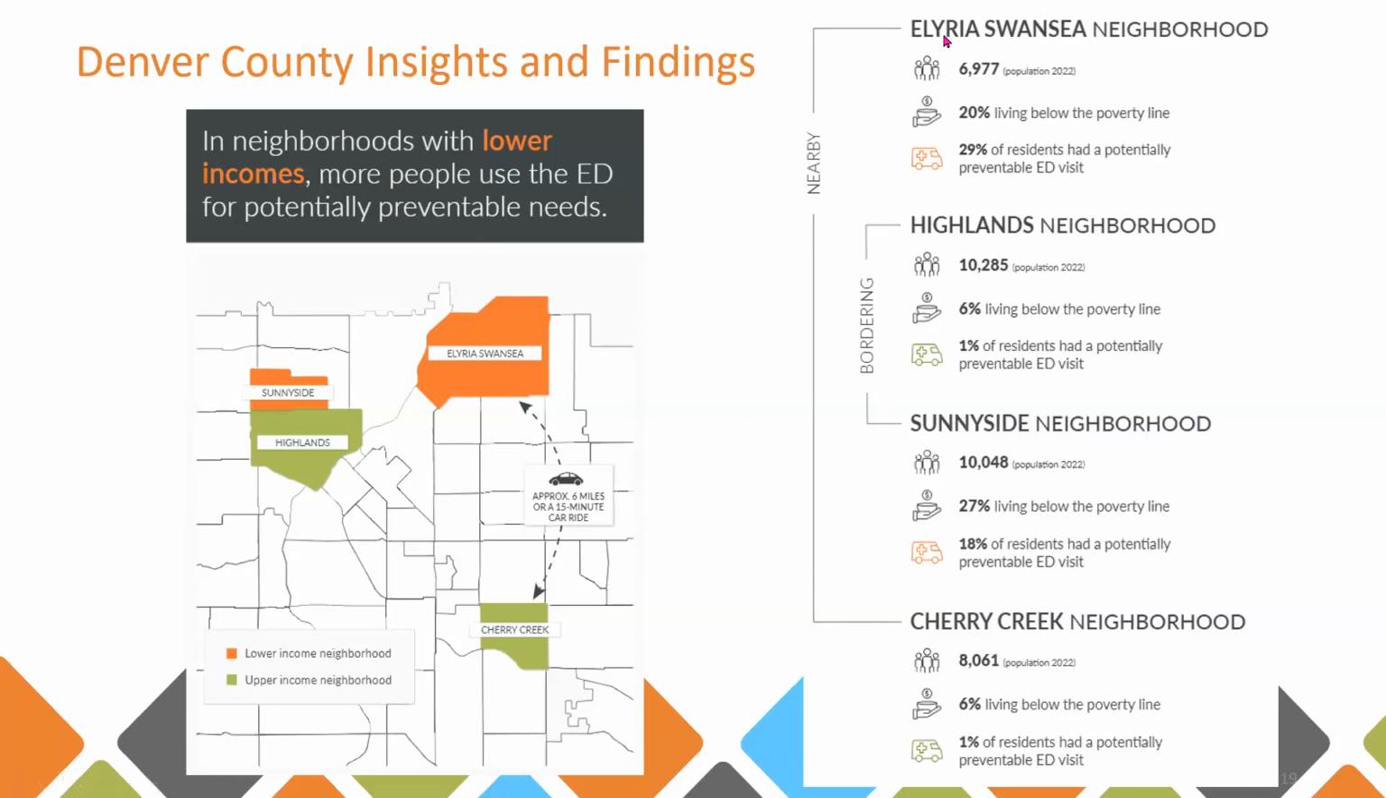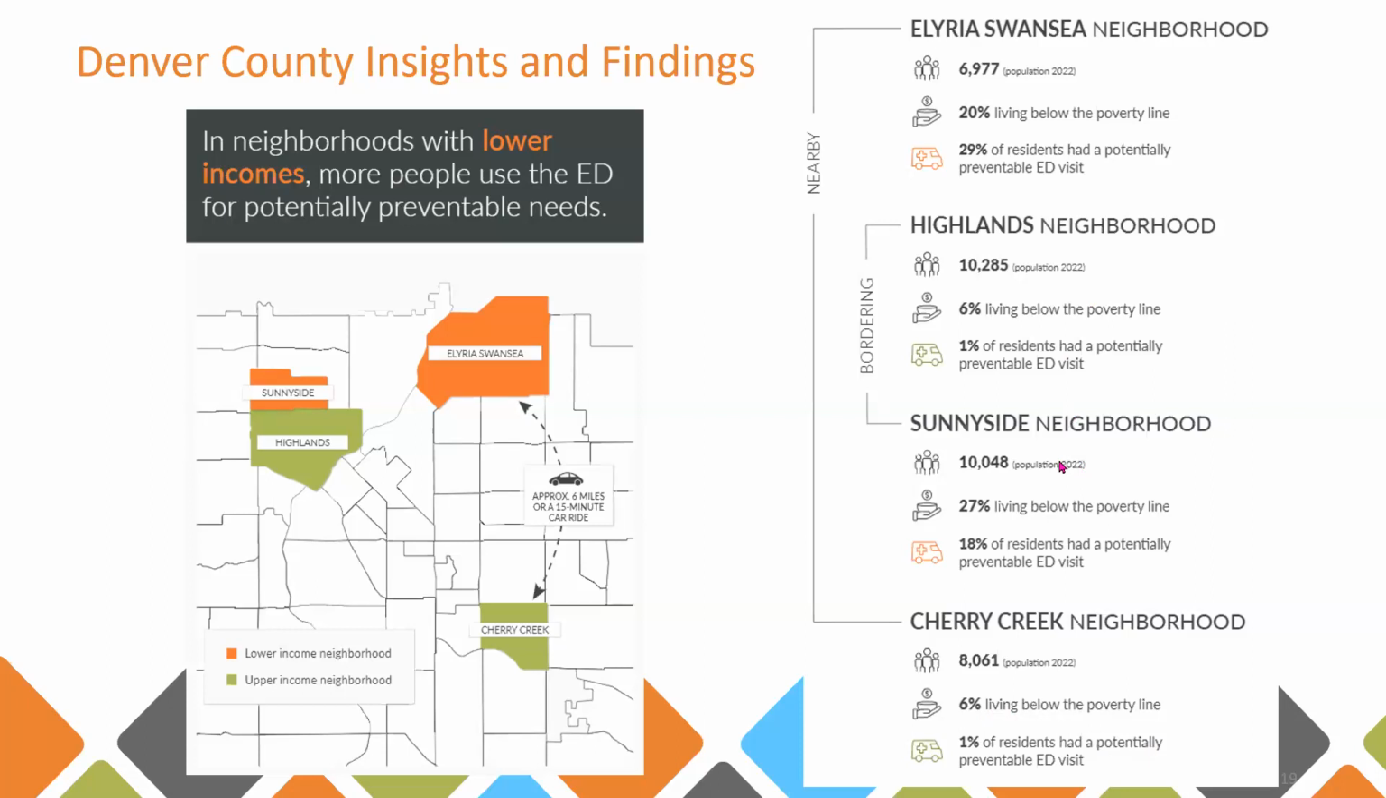So in the nearby neighborhood, Elyria, Swansea, you had 20% of the people living below the poverty line in that neighborhood. We saw 29% of the residents had a potentially preventable ED visit. We just drive not too far to the Cherry Creek area, a much smaller percentage of the population living below the poverty line, and a much smaller rate of residents having potentially preventable ED visits.